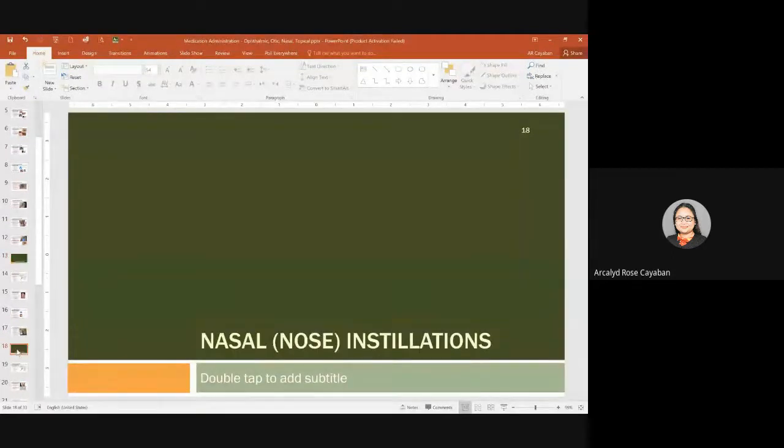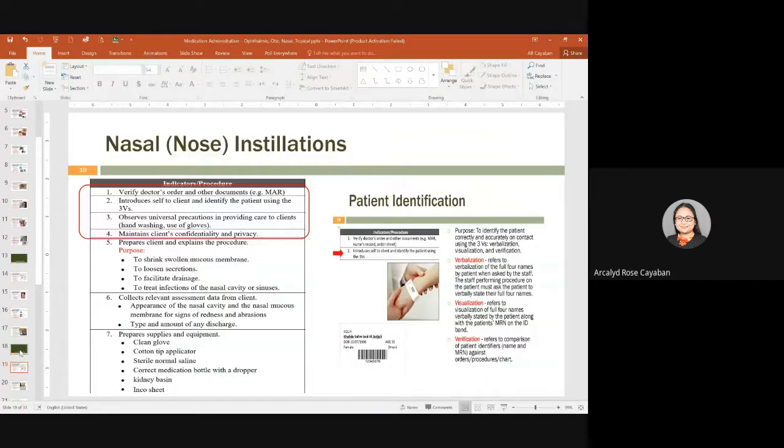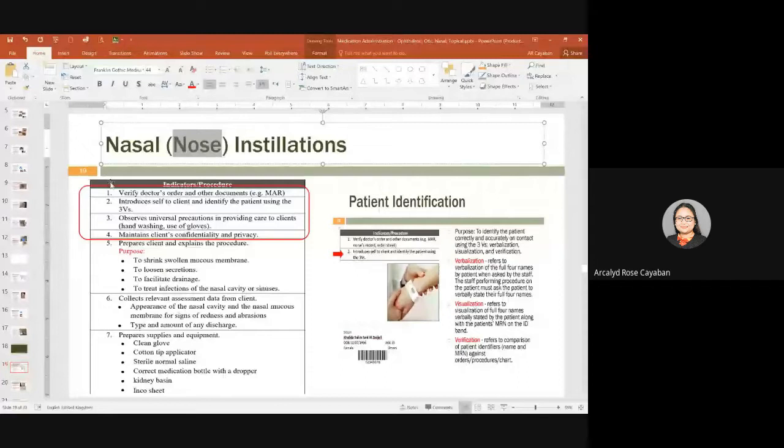Now, we go on to the third topic, which is the nasal or nose instillation or nose application. Nasal came from the Latin word nares, meaning nose. Again, we have to follow the first 4 steps. What is the purpose of nasal instillation? To shrink swollen mucous membrane from the patient, to loosen secretions, to facilitate drainage, and to treat infection from the nasal cavity or sinuses.